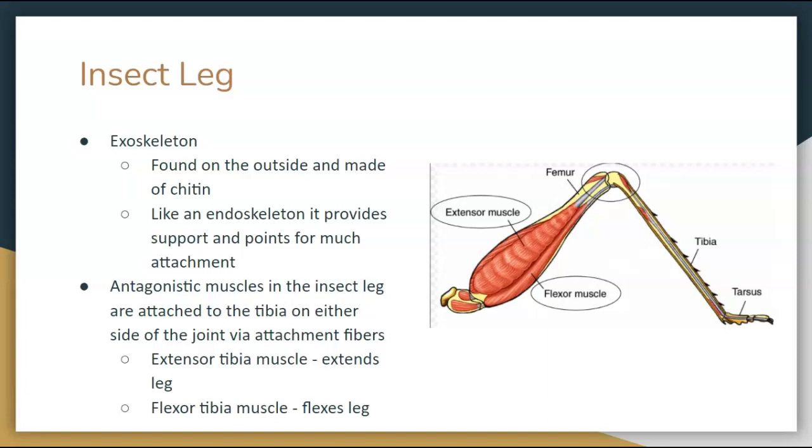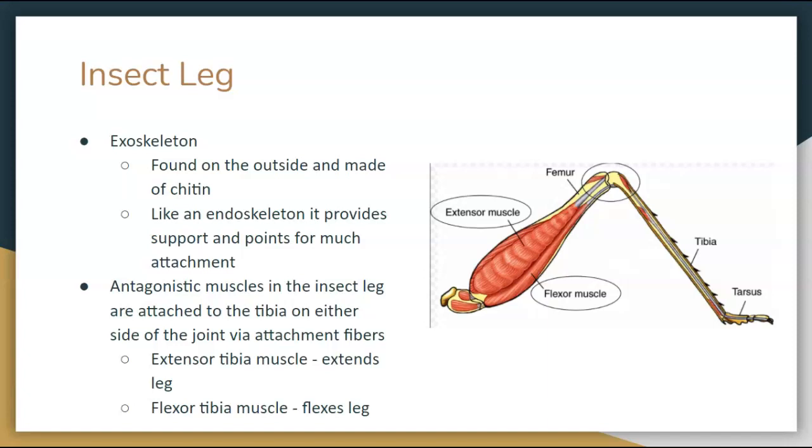And of course, IB has to be weird and require you to memorize interesting things like an insect leg. So an insect leg has antagonistic muscles as well. The ones that we're going to focus on are the extensor tibia muscle and the flexor tibia muscle. So do the same thing. One extends the leg out and one flexes the leg in. It's the same thing as your bicep and tricep, except on an insect leg.